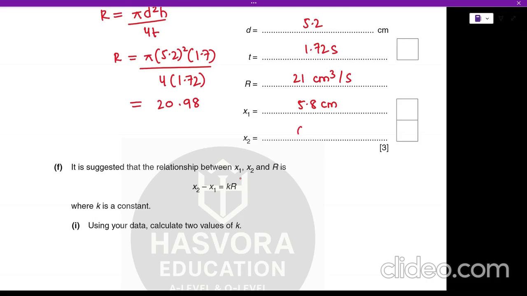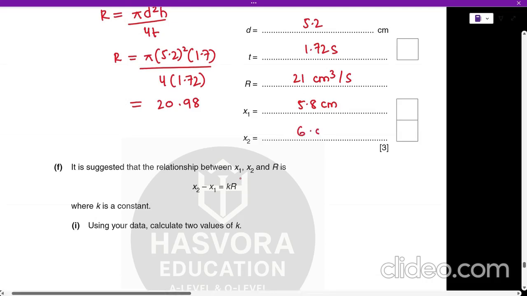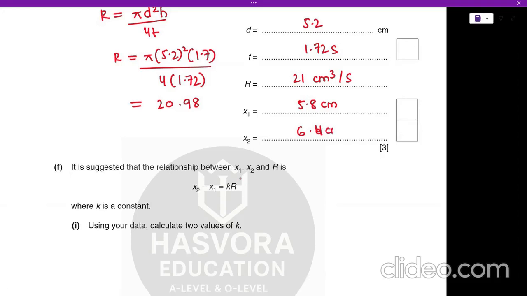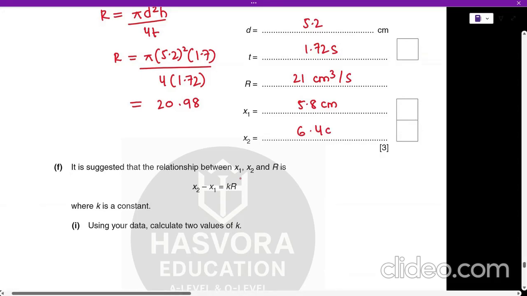and the x2 will be 6.0, or let's just erase it. It could be 6.4. It could be 6.4 centimeter.